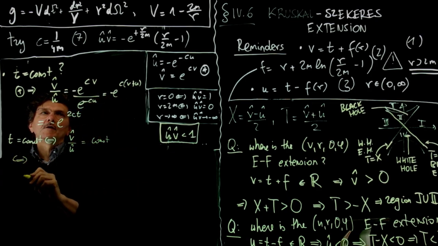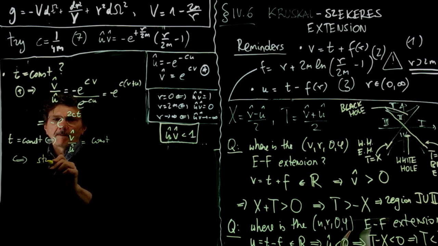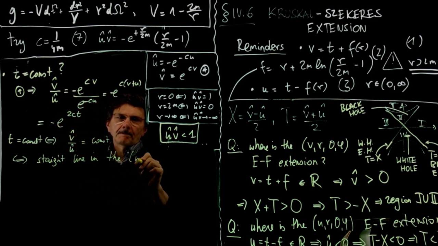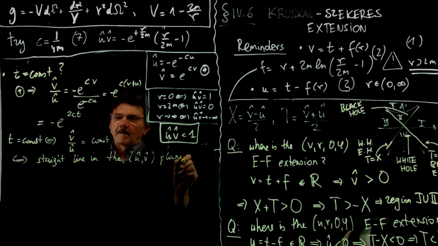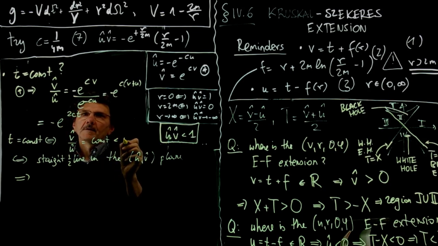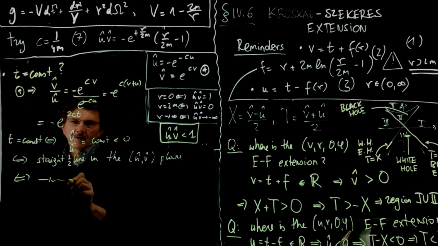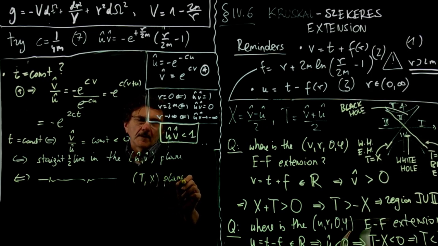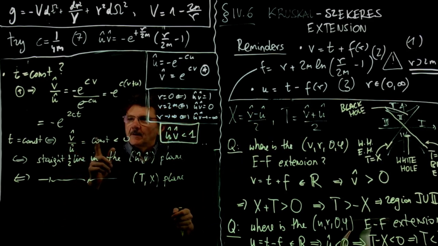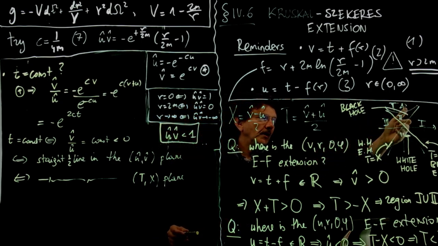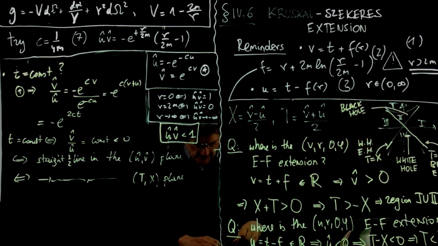So this is the same as a straight line in the u hat v hat plane. Which is the same, well, actually half line, because it has a sign here, constant negative, which is the same as a straight half line in the tx plane. Right, because this is a linear map, right? So the map which goes from the u hat v hat coordinates is a linear map to the tx coordinates. So if you are in our world, in this region, then these are constant t.